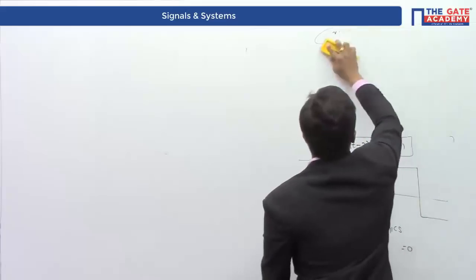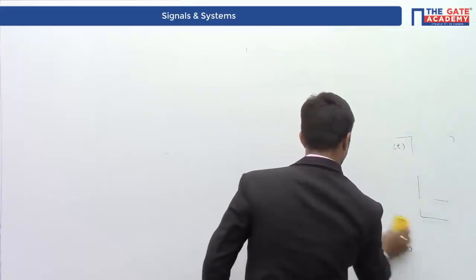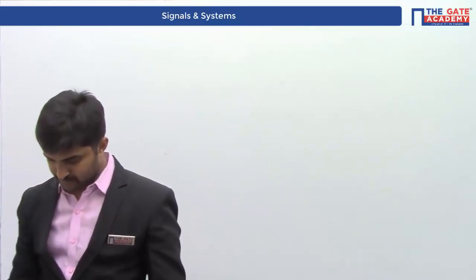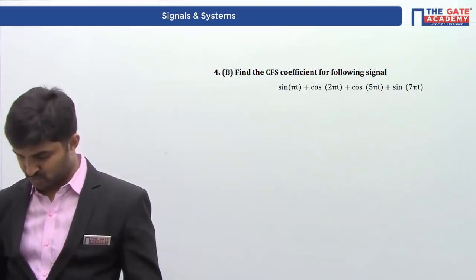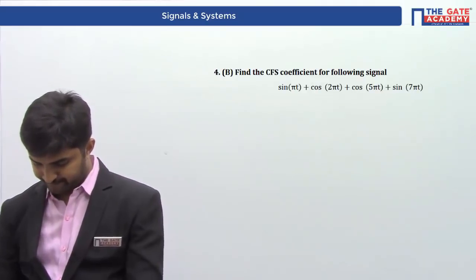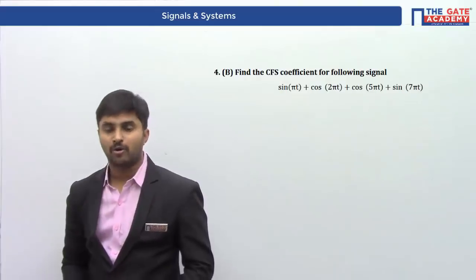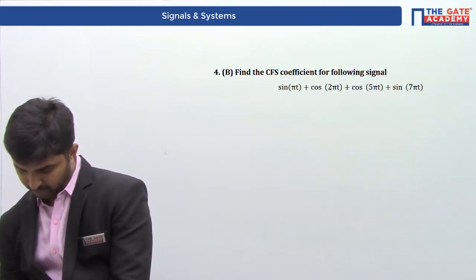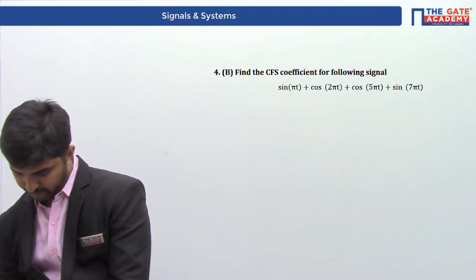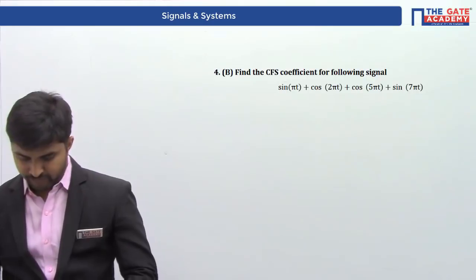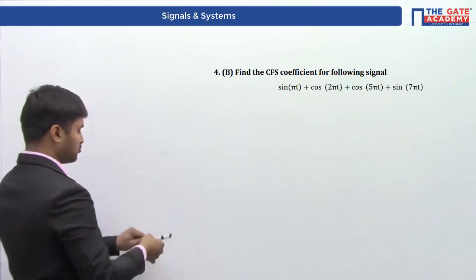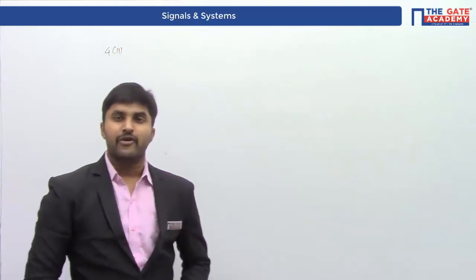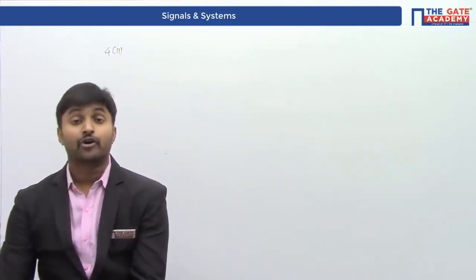Now let us go into part B of the question. 4.2 says that we have to find the complex Fourier series coefficients for the following signals.